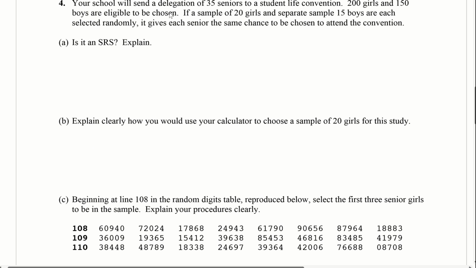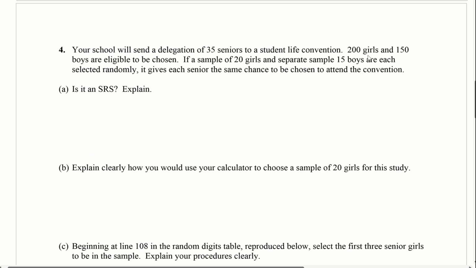So your school will send a delegation of 35 seniors to a student life convention. 200 girls and 150 boys are eligible to be chosen. If a sample of 20 girls and a separate sample of 15 boys are each selected randomly, it gives each senior the same chance to be chosen to attend the convention. Is it an SRS? And explain.